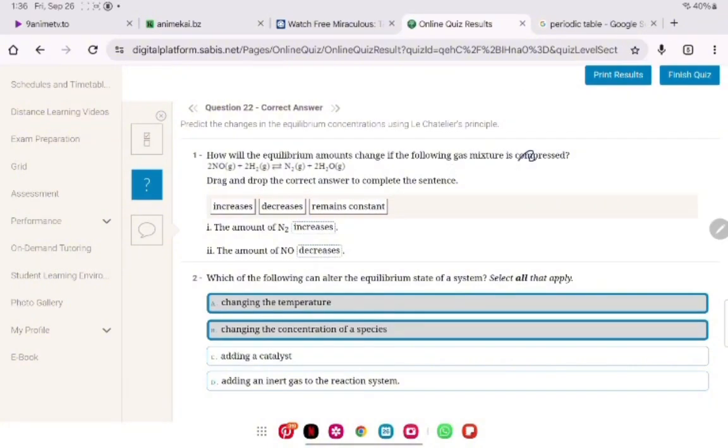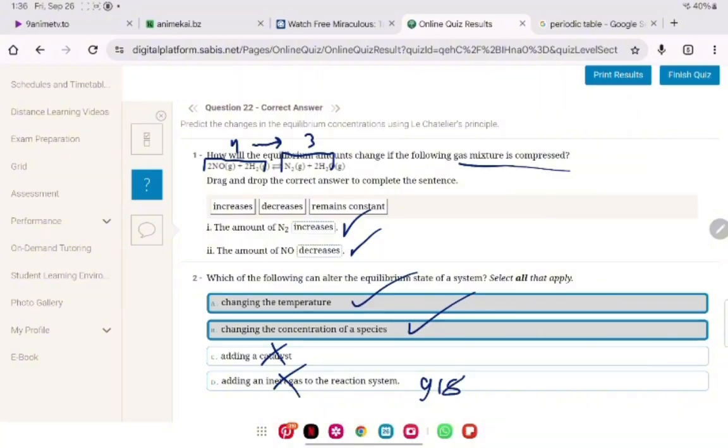So they said the gas mixture is compressed, so we need to count the amount of moles. On the reactant side we have 4, and on the product side we have 3. So it's gonna move to the side with less moles, so the amount of N2 will increase and the amount of NO will decrease. Part B is really easy, I think we know it by now. Which of the following can alter the equilibrium state of a system? Changing the temperature, changing the concentration of a species. Adding catalyst does not affect the equilibrium, and adding an inert gas also does not affect equilibrium, which is group 18. This is memorizing, and I'm sure you know it by now.